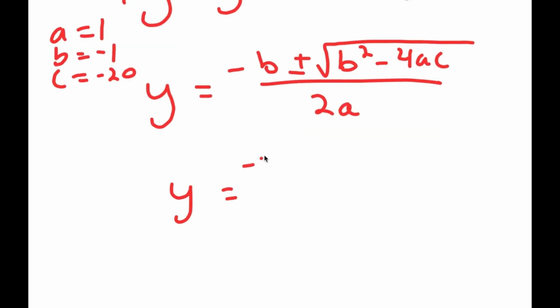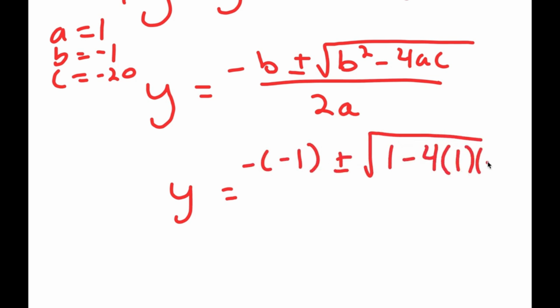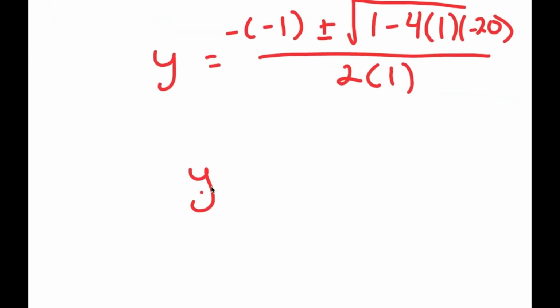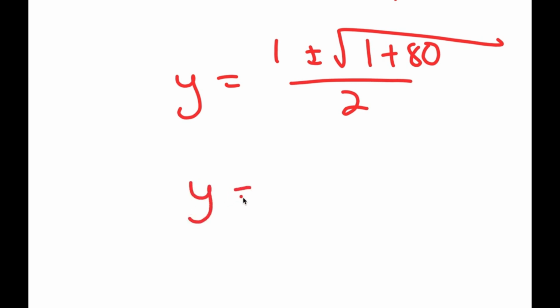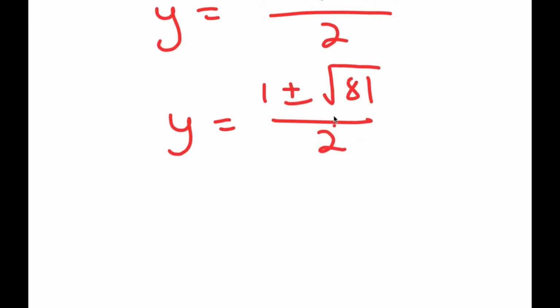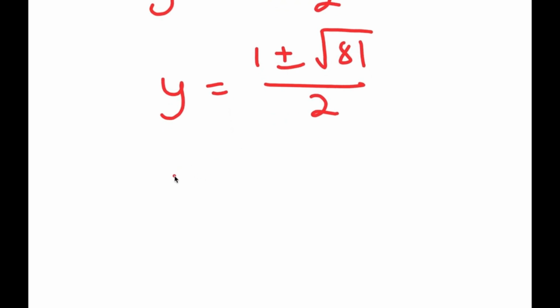So I get y equals negative b, so negative negative 1, plus or minus the square root of b squared, so negative 1 squared, which is positive 1, minus 4 times a, which is 1, times c, which is negative 20, all over 2a, so 2 times 1. And this is equal to 1 plus or minus the square root of 1 plus 80 over 2, which is equal to 1 plus or minus the square root of 81 over 2. And the square root of 81 is equal to 9. So I get y is equal to 1 plus or minus 9 over 2.